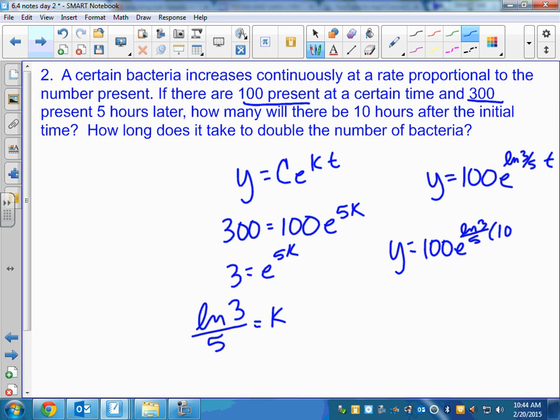So after 10 hours, you could just do that. Over how long does it take to double, we would just say 200 equals 100 e to the ln of 3 divided by 5 t. Right? Look for what you're trying to find. How long? I'm trying to find t, so you should be able to plug everything else in. And then you can work that out.